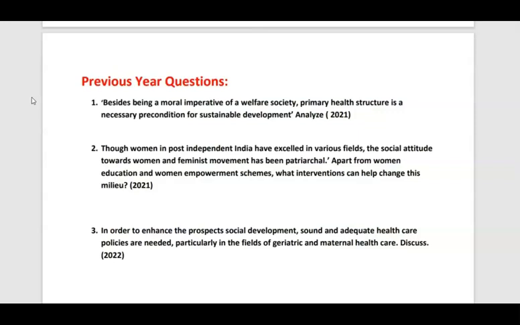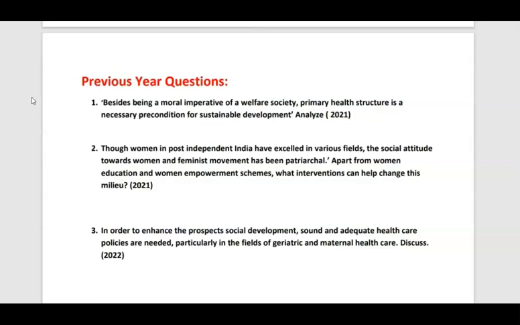And again in question number 3, if we see, यहाँ पर डायरेक्टली ही पूछ रहा है that in order to enhance the prospects of social development, sound and adequate healthcare policies are needed, particularly in the field of geriatric and maternal care. The meaning of geriatric is older or elderly people. So it is saying to discuss.